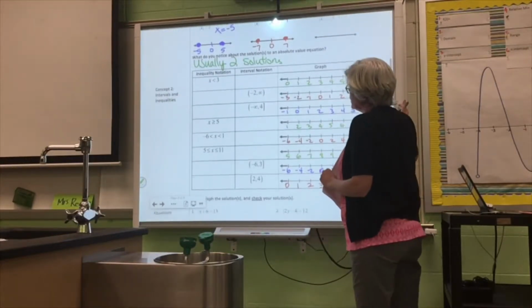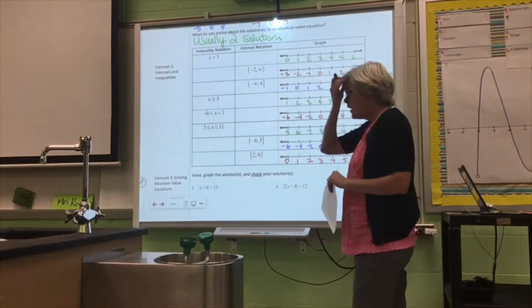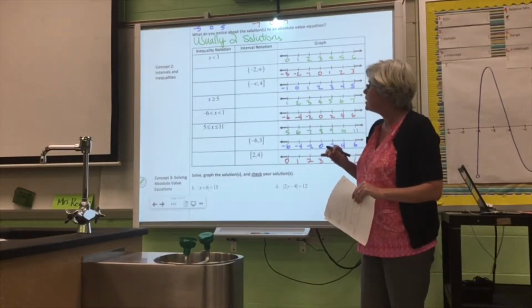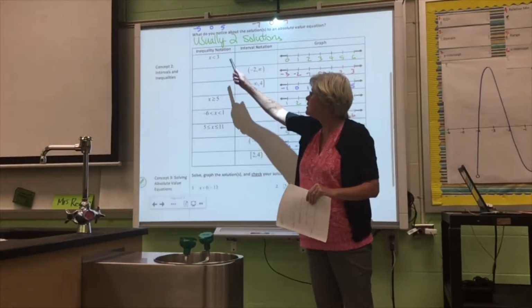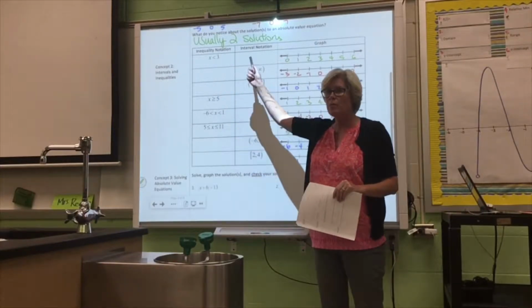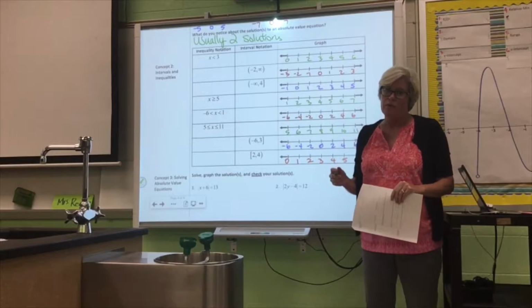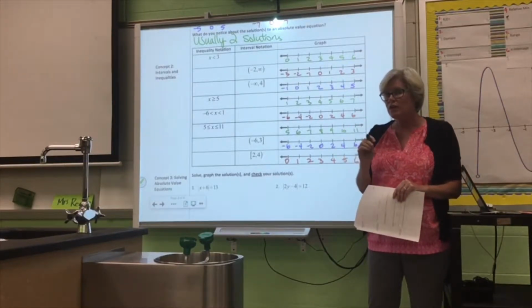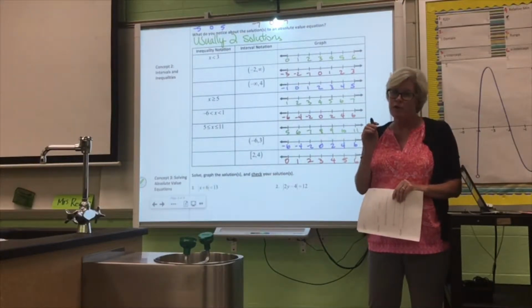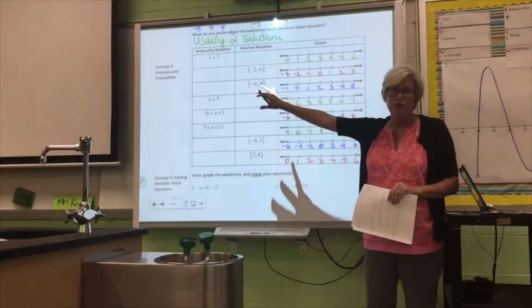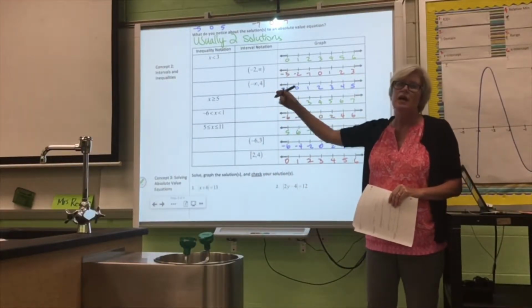The next section is this table. I would like you to pause the video and see, if this is the inequality, can you come up with the interval and then can you graph that interval? This is something we started to look at the other day with our inequalities, and so I think you have an idea of how to do it. Pause the video and see what you can do on coming up with the intervals and the graphs.